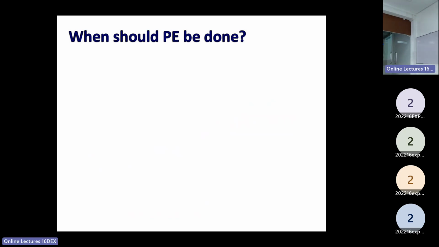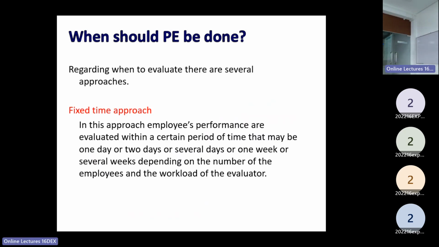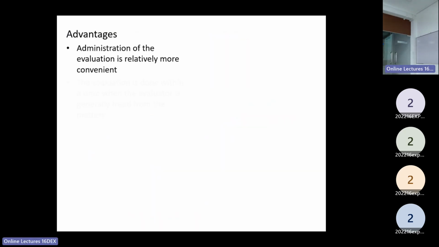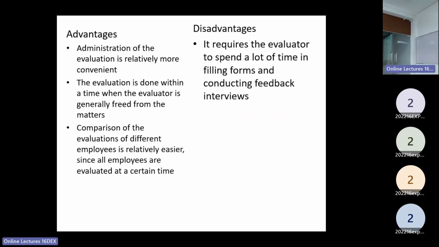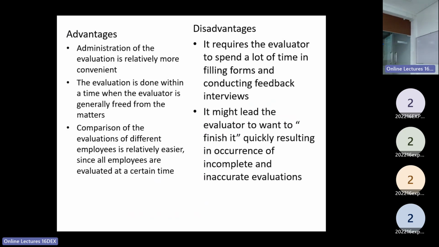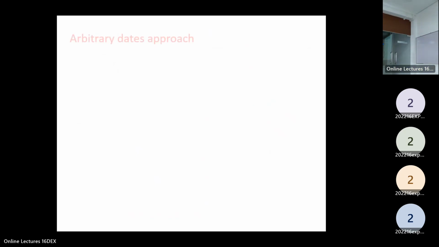Okay. Then we can go to the next approach, called the arbitrary approach. Advantages are there; you can go through them. And the disadvantages: it requires the evaluator to spend a lot of time filling forms and conducting feedback interviews, which might lead the evaluator to want to finish it quickly.